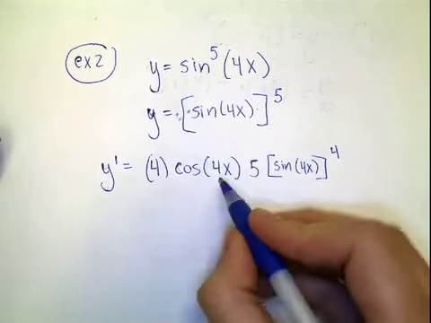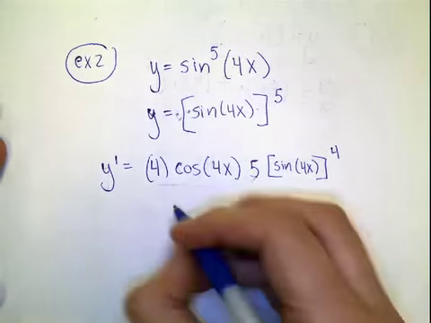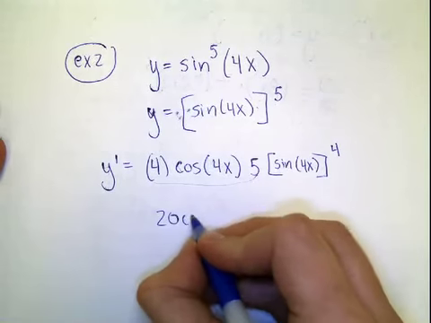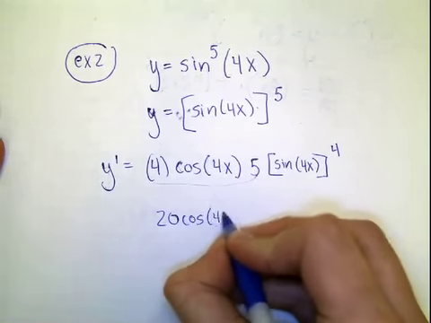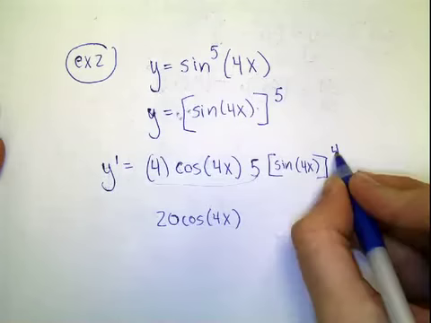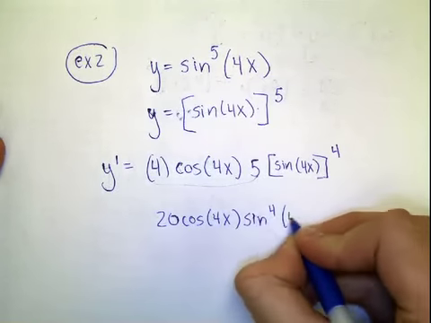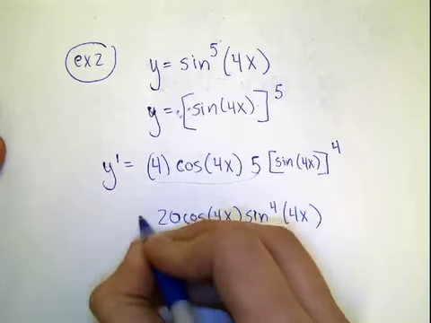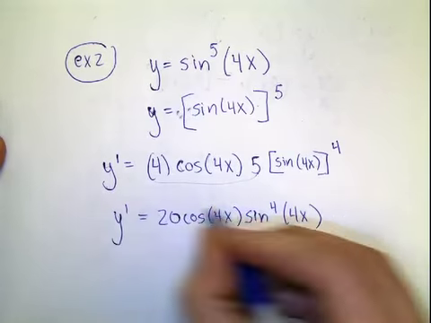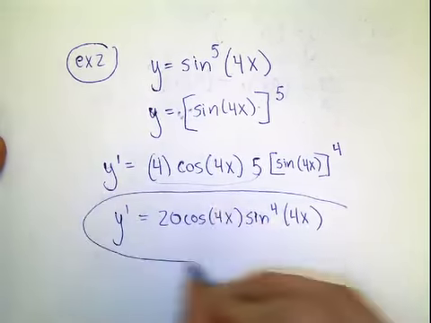I'm going to rearrange it, make it look nicer. 5 times 4 is 20, cosine of 4x. And then I'm going to rewrite this sine to the 4th power as sine to the 4th power of 4x. And this whole thing equals y prime. And I got my answer. Double chain rule.